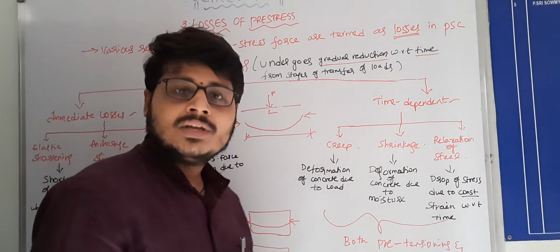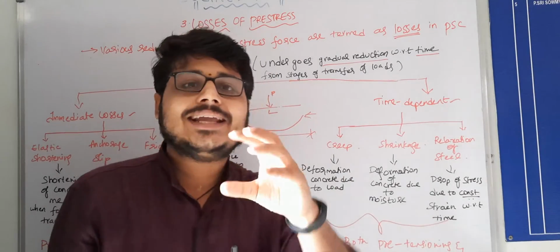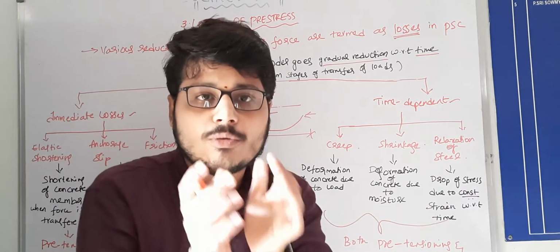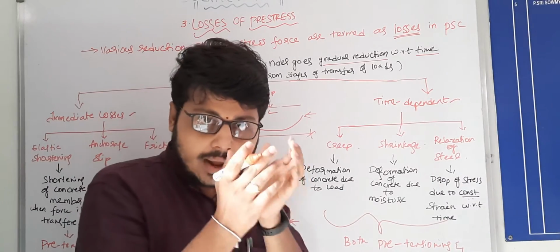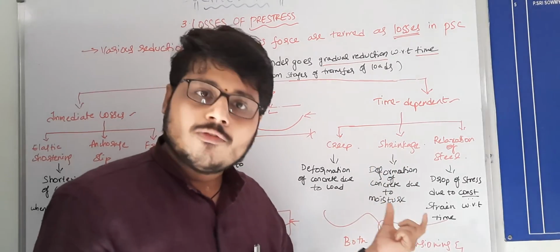Next is shrinkage. Shrinkage occurs if the pre-stressed concrete member contains moisture. Moisture is nothing but air voids. So due to air voids, the shrinkage losses may be formed.